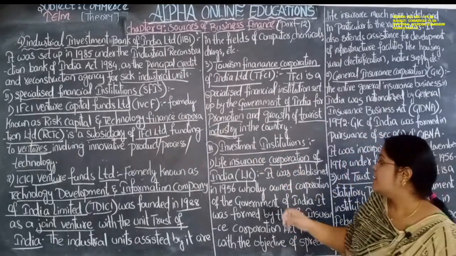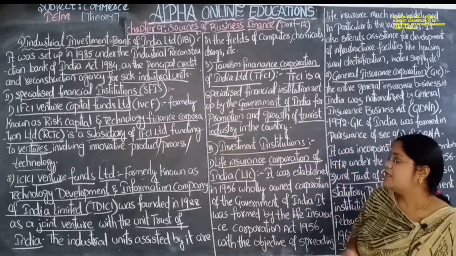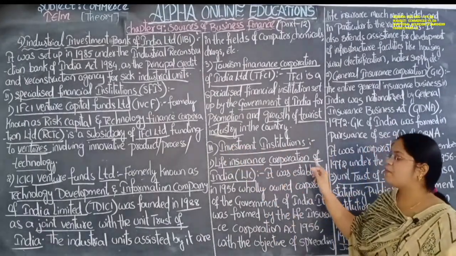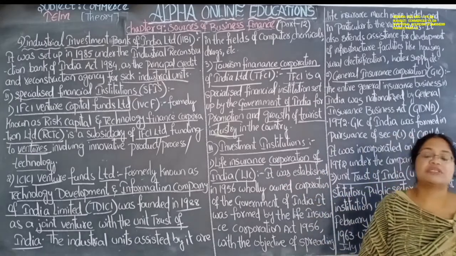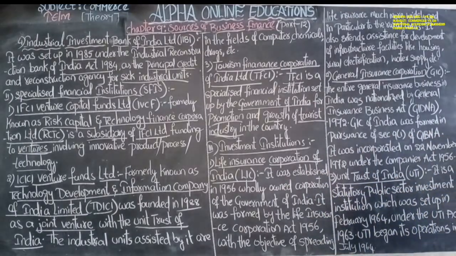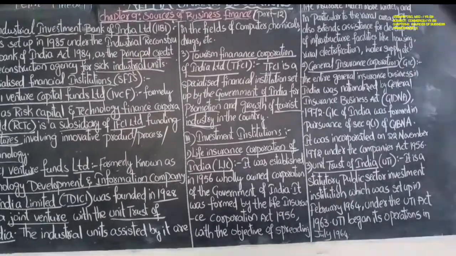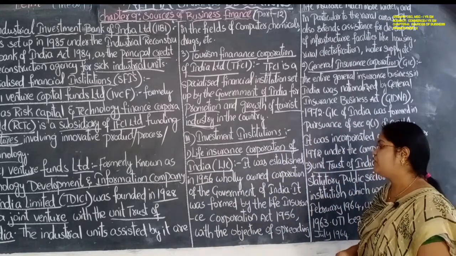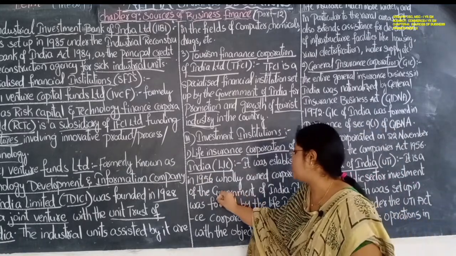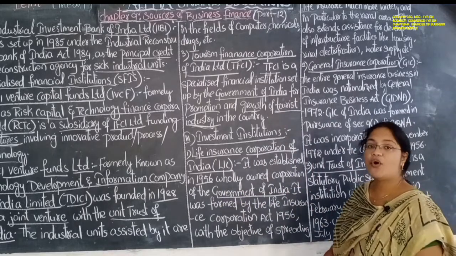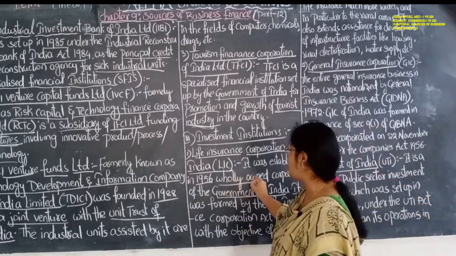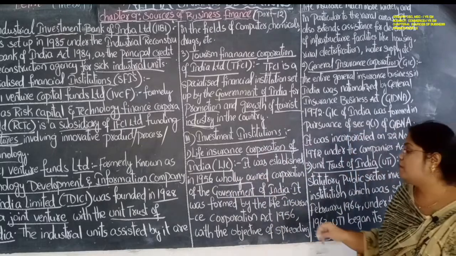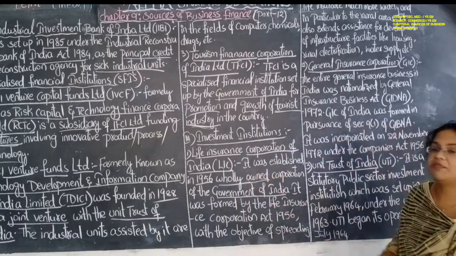Next, investment institutions. Let us see the investment institutions. First one is Life Insurance Corporation of India, abbreviated as LIC. It was established in 1956, a wholly owned corporation of the Government of India. Wholly owned means the total power and control is owned by the Government of India. The owner of LIC is the Government of India.